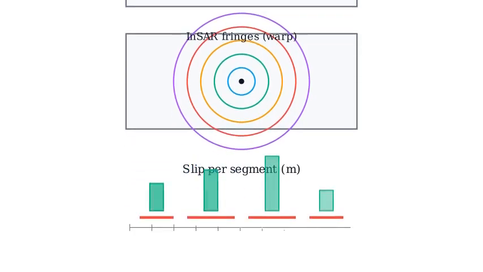By integrating field measurements with LiDAR, UAV, GNSS, and InSAR, scientists infer how much each fault segment slipped at depth. Complex earthquakes often involve several segments with different amounts of motion.